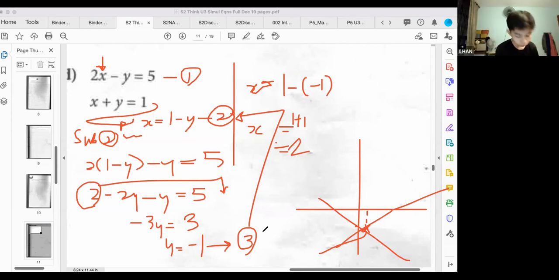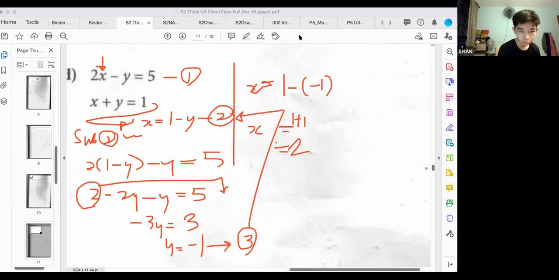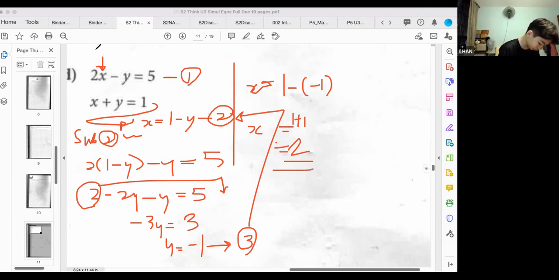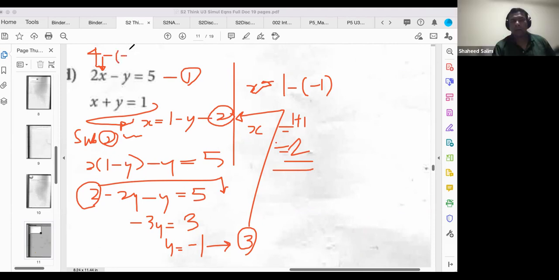If you want to check whether it's right, Y is negative 1, so 2 times 2, since X is 2, is 4. Then minus negative 1, so minus becomes plus 1. 4 plus 1 is 5, correct.